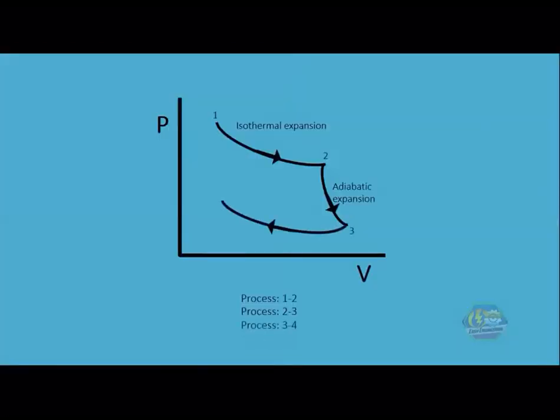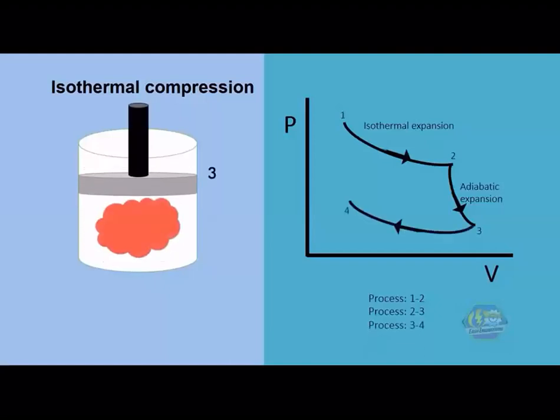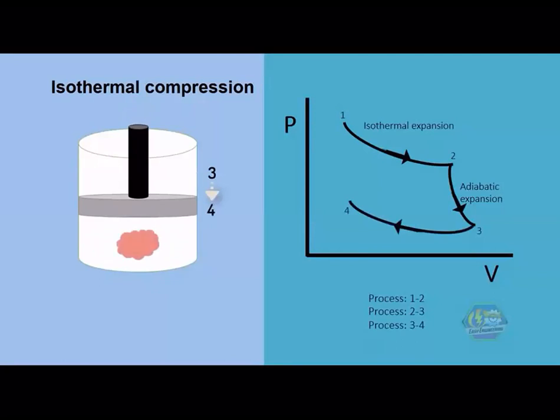Third process is the isothermal compression. So by compression, it means volume is decreased and as a result, pressure increases. On this process, heat energy from the gas is transferred into the heat sink.